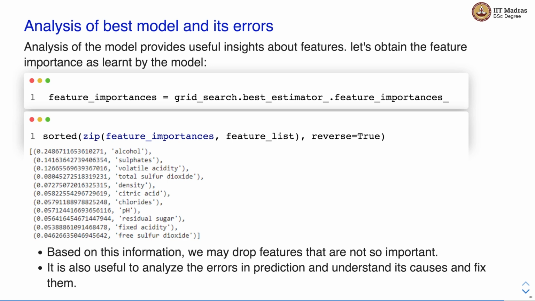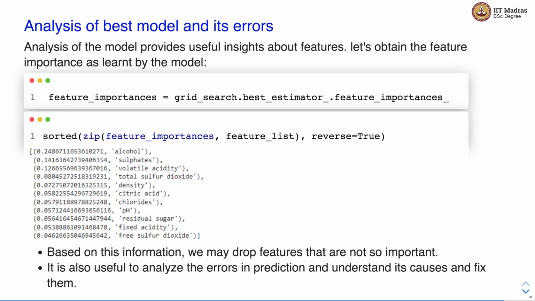And based on the reduced feature set, we again retrain the model and follow the process. We retrain the model, we find the best combination of the hyperparameters using either grid search CV or randomized search CV depending on the size of the parameter space. And once we obtain the best parameters, we can analyze that model and find the insights about the features that are important.